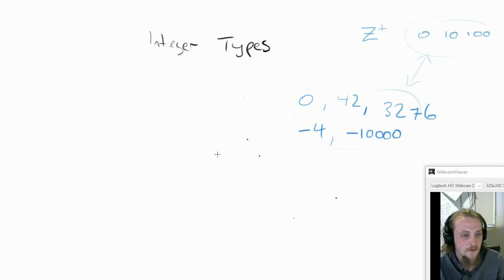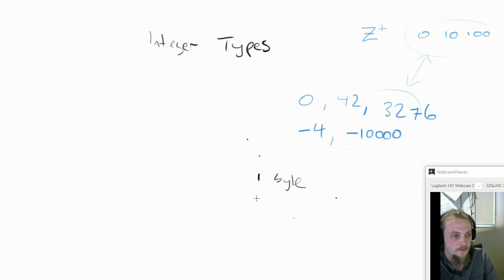So the first thing that we need to think about is when storing integers, how much space should I give them in memory? Do I give them 1 byte? Do I give them 2 bytes? Do I give them 3 bytes? And so on. So this is actually a difficult question to answer.